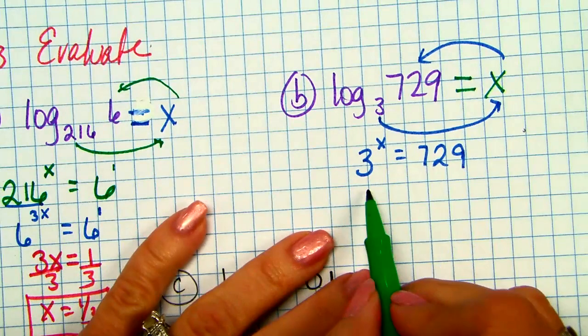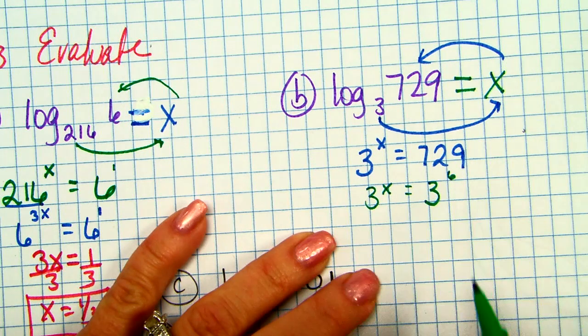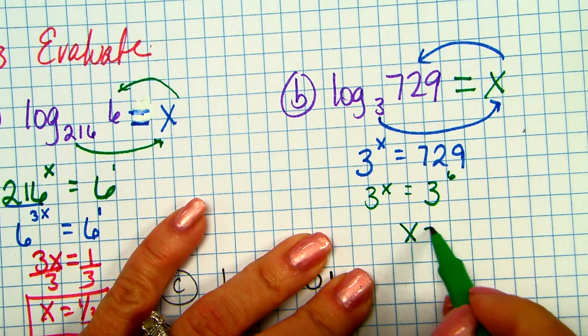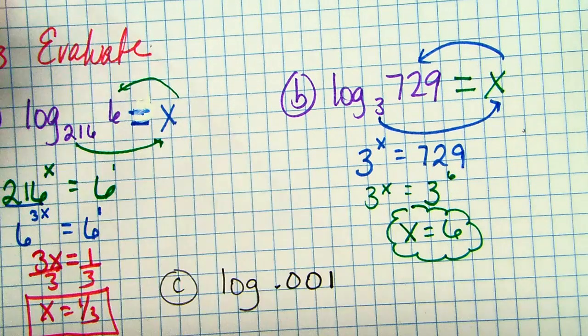So I have 3 to the x equals 3 to the 6th. If the bases are equal to each other, so are the powers. Set them equal to each other, and there's no other work to do. X equals 6.